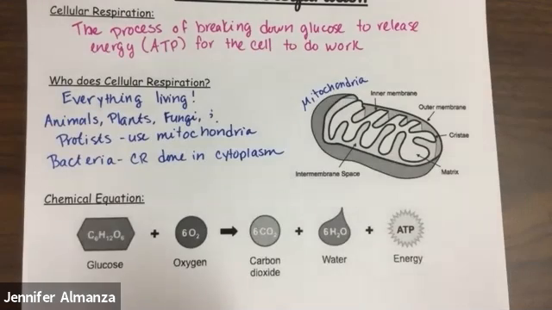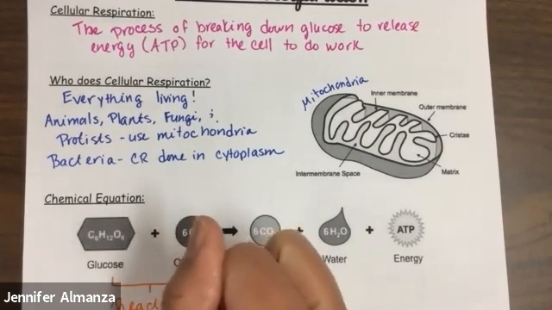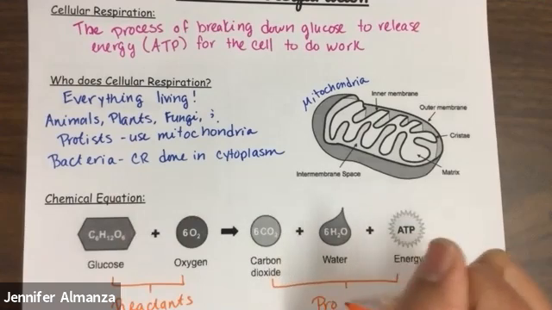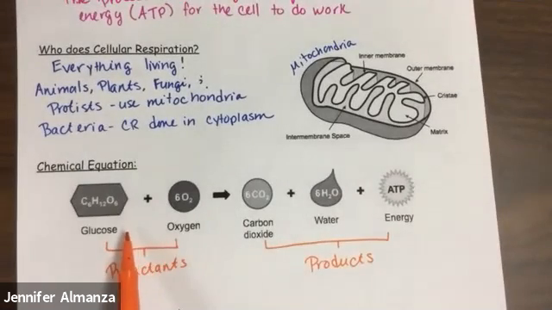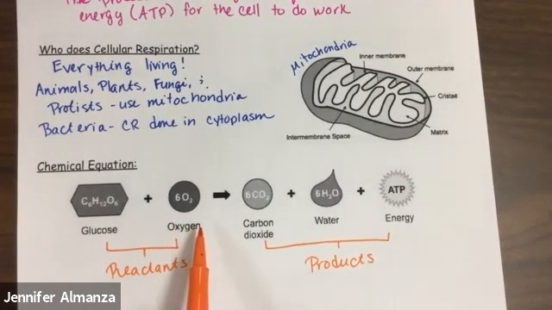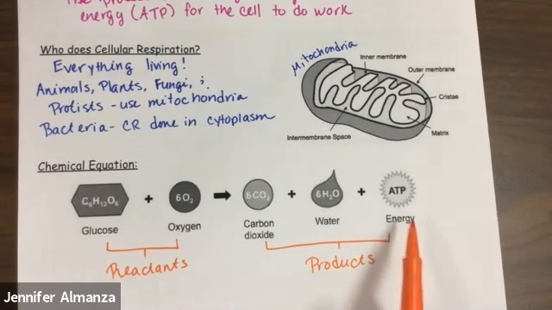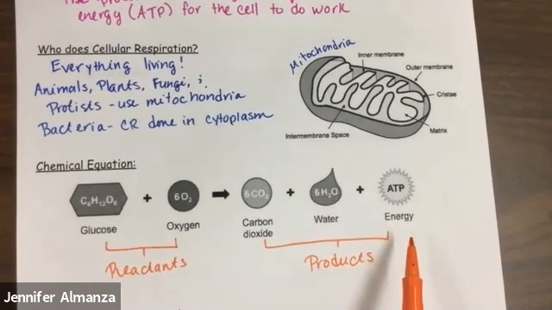But we're going to be taking glucose and oxygen, and these are going to be the reactants for cellular respiration. And then that means we get these three things as our products. So we're going to take in glucose and oxygen, and then our body goes through cellular respiration using the mitochondria. We'll breathe out carbon dioxide, get rid of water through sweat and urine, and then we produce energy in this process in the form of ATP. So the exact same as photosynthesis, just backwards.